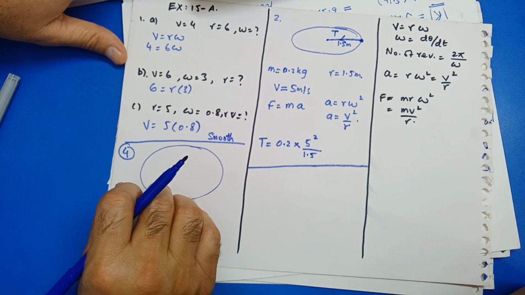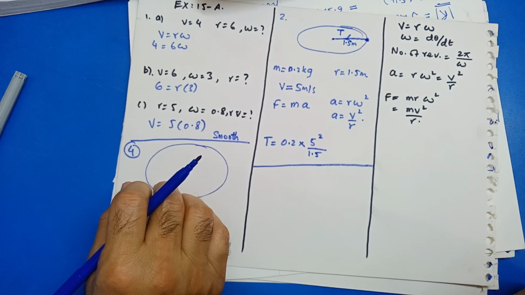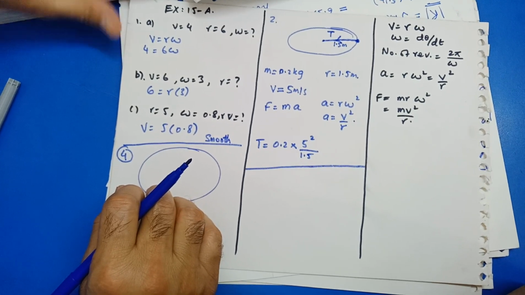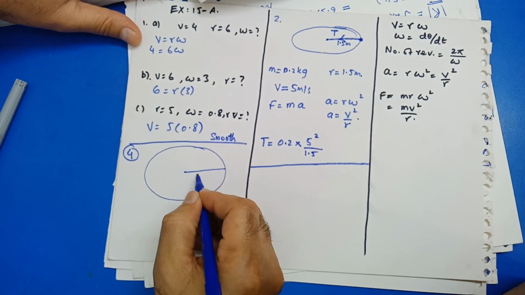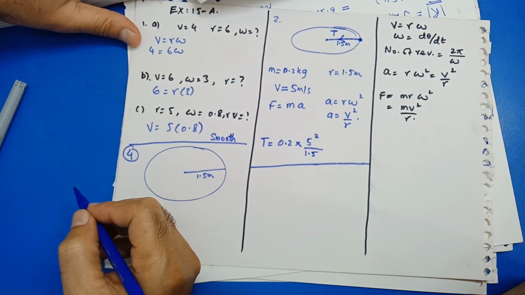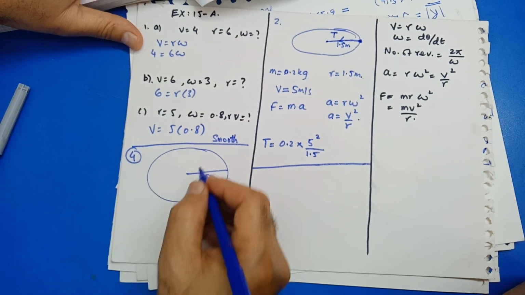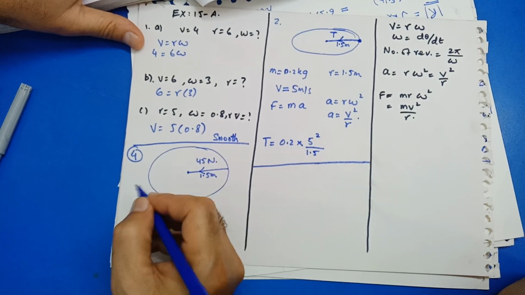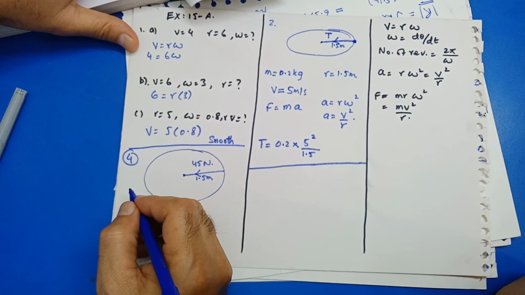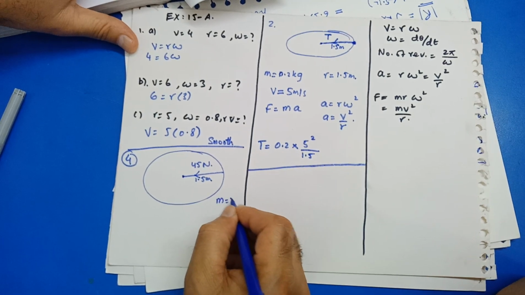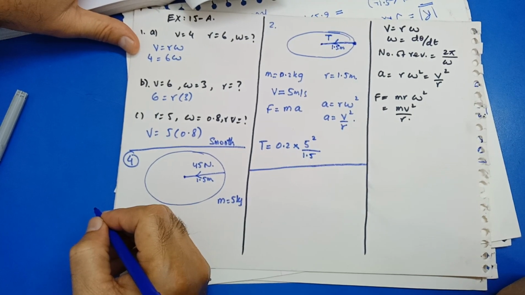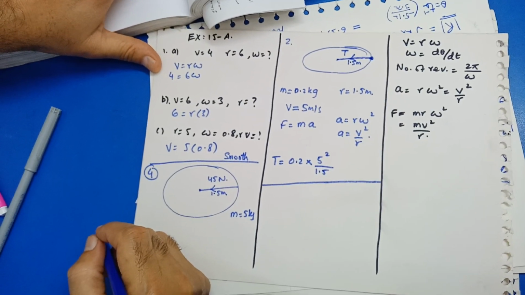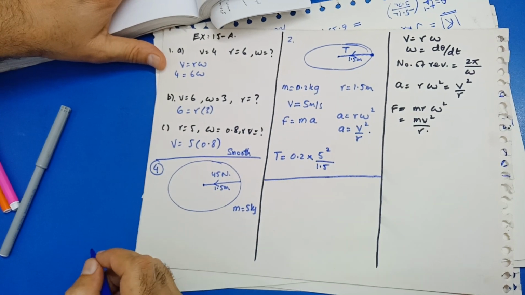A particle is describing horizontal circles on a smooth horizontal table. The particle is fixed to its circular path by an inelastic string of length 1.5 meters. So this length is 1.5 meter here, okay. Given that the tension of the string is 45 newtons, this is 45 newtons, the tension towards the center, okay, and the mass of the particle is 5 kg. So the mass is 5 kg. So we have to find the angular speed. Find the angular speed of the particle. So we are going to find the angular speed.